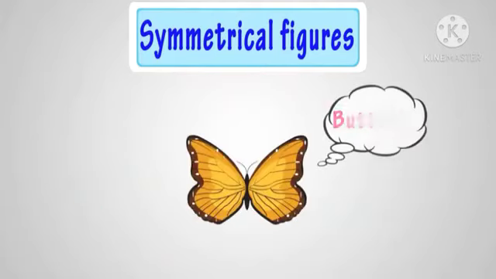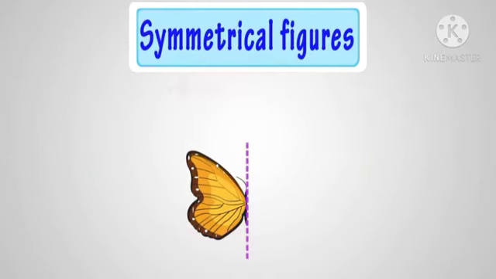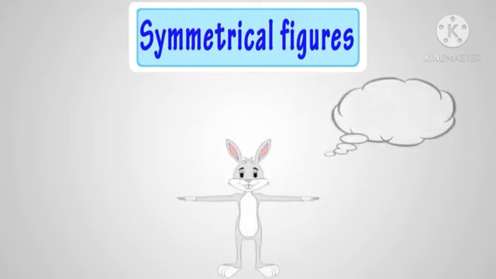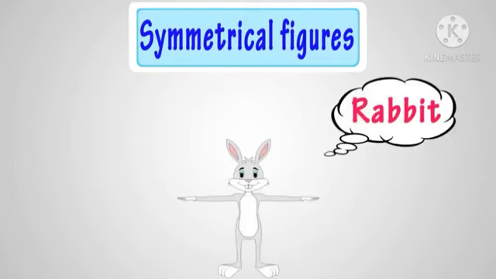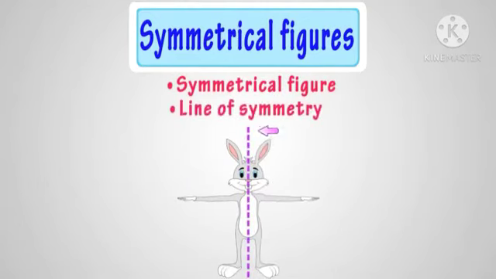Now our next image is butterfly. Just draw a line vertically and fold it. Yes, one half covers other half. So it is a symmetrical shape and that line is called line of symmetry. Take an image of rabbit and draw a line vertically and fold it. Yes, one half covers other half. This is a symmetrical figure and this line is line of symmetry.